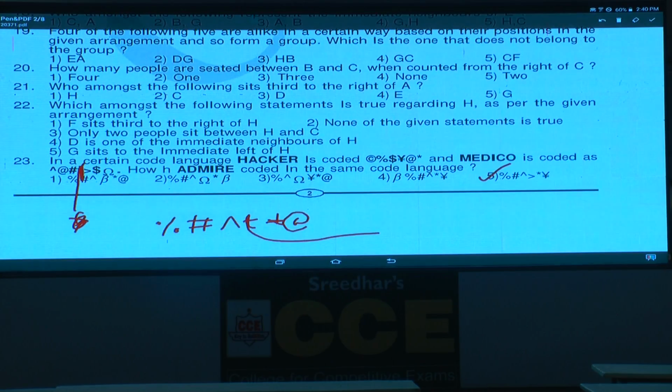In the first choice, beta is there, right? Can we have beta? Beta is nowhere given. In admire we have A, D, M, I, R and E. Where will you get this beta? Beta cannot be anywhere here, so this is also ruled out. Now we are left with either the third one or the fifth one, out of which the fifth one is correct. Forget about this greater than. That is question 23. Then question number 24 onwards.